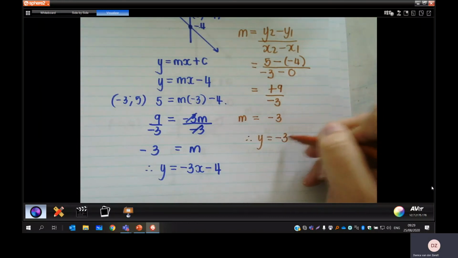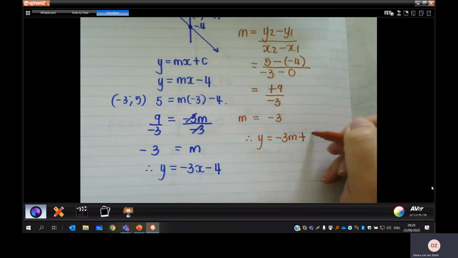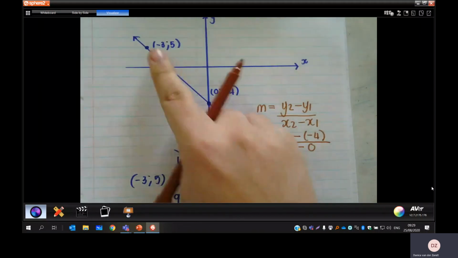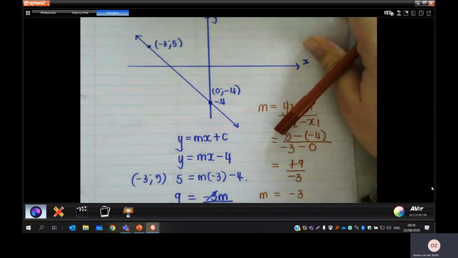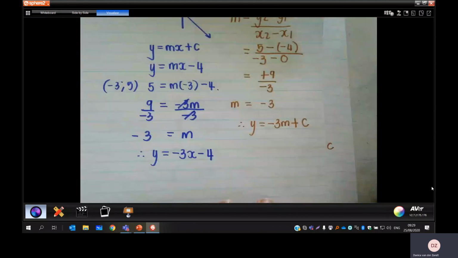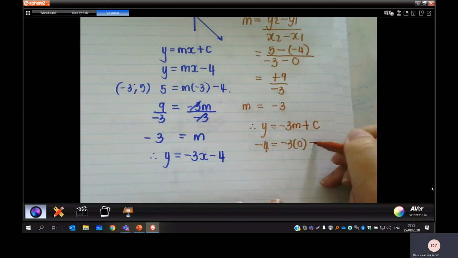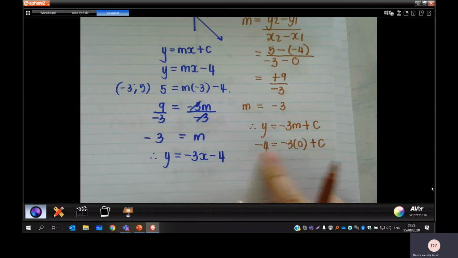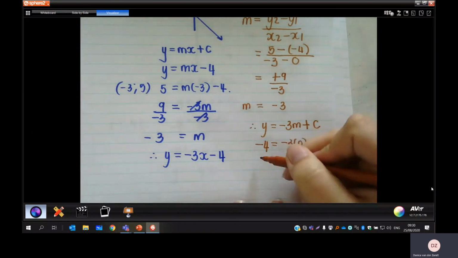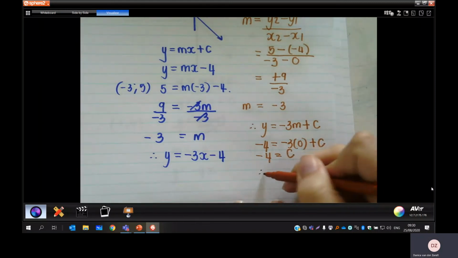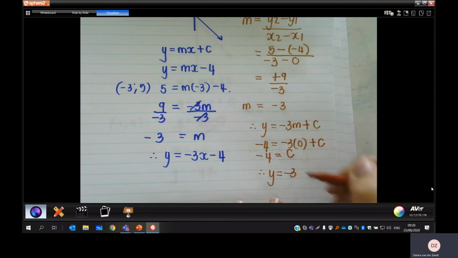Therefore, I have negative 3m plus c, and then I can choose either coordinate. I can choose that one, or I can choose that one. I'm going to choose the 0 and negative 4. Negative 4 for y, 0 for x, plus c. Negative 3 times 0 is what? Is 0. So c is equal to negative 4. Therefore, y equals minus 3 for gradient, minus 4 for the intercept.